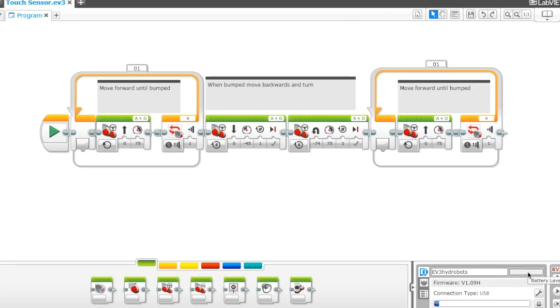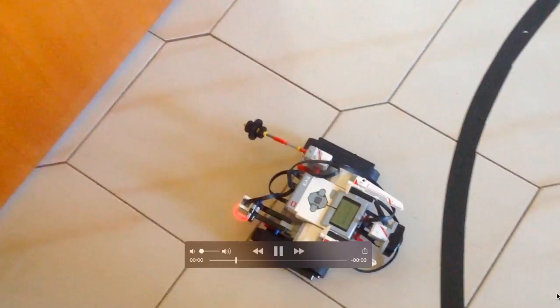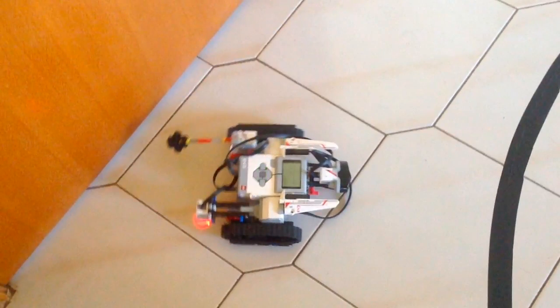Then press the upload button on the bottom right. Your output should look like this. As you can see, the Lego EV3 is moving backwards and turning left when it is bumped.